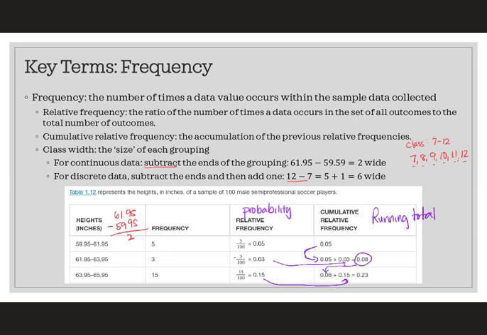If it's continuous, we can describe it with a distance, and so we can subtract. If it is discrete, we're actually saying there's this many different numbers in there, and that's why we have to add the 1 back on. 12 minus 7 would be 5, and if I don't add the 1 on, we just counted that there are 6 data points. So you have to pay attention. Is this continuous? Is this discrete? And if so, how do I calculate that width?